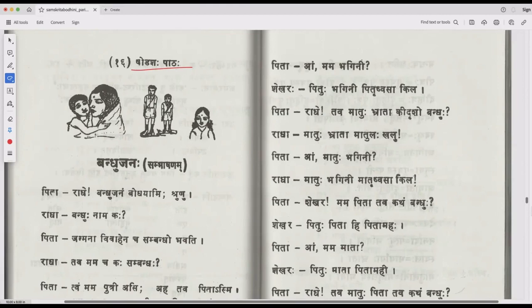Shodashaha Pathaha. Bandhujanaha, relative. So any relative is Bandhujanaha. Sambhashanam, it's a conversation.